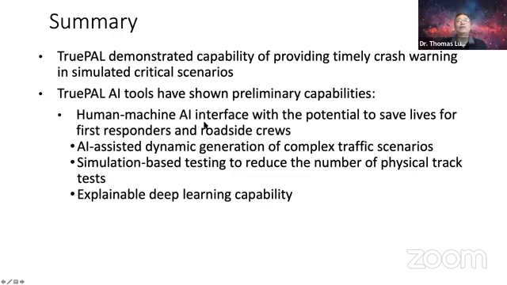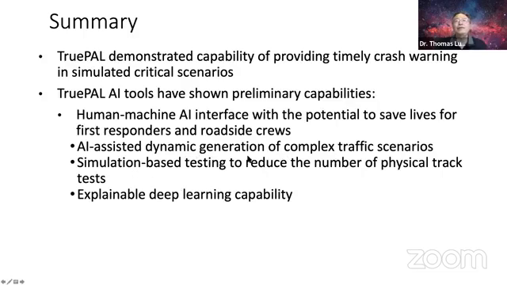The TruePaw AI tool has shown preliminary capabilities, a human-machine AI interface, and then during the intersection, roadside work zone is something that's really interesting. We checked with the DOT. Every year there are about 700 people killed around construction sites. So on average, it's more than 2 people per day killed because people don't pay attention or things like that. So this system can really help on that.